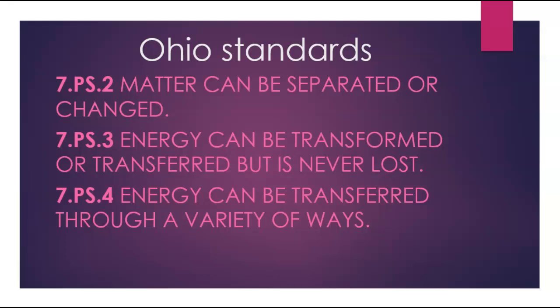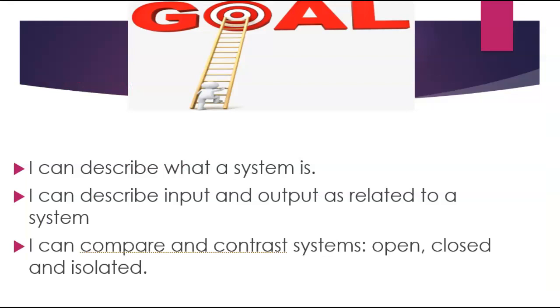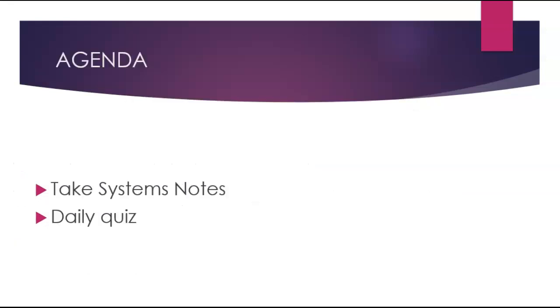So the Ohio standards say that we have to learn about matter and energy and ways that matter and energy come and go. It can be transformed or transferred, but never lost. So your goal today is that you want to be able to describe what a system is, describe the words input and output related to a system, and compare and contrast open, closed, and isolated type systems. As you watch today's video, make sure you take notes, and then you will have a 3.07 daily quiz today.